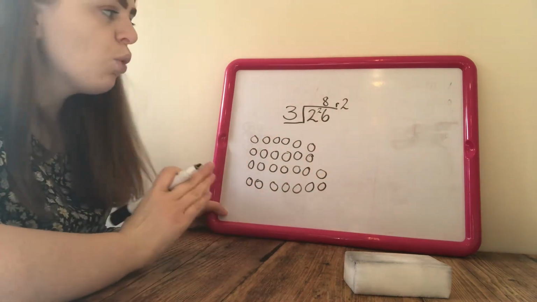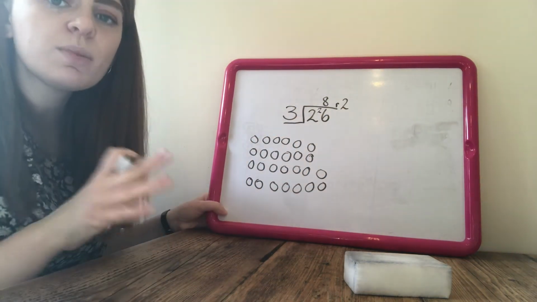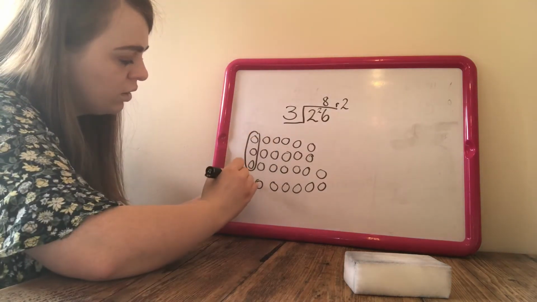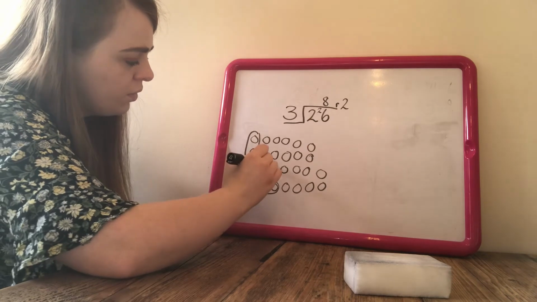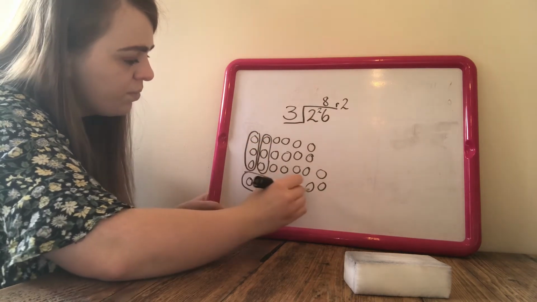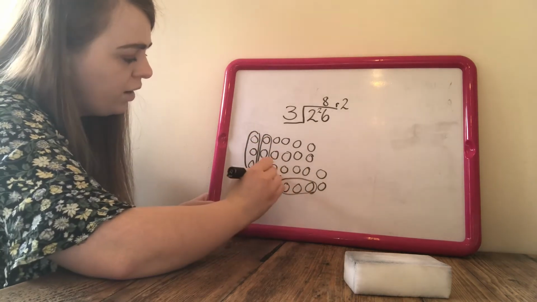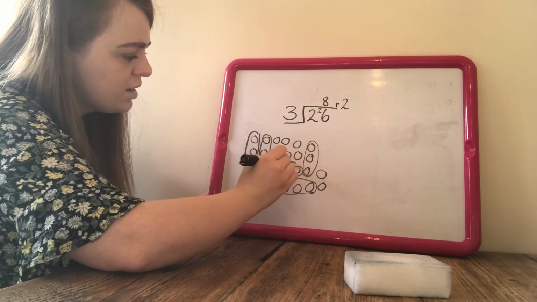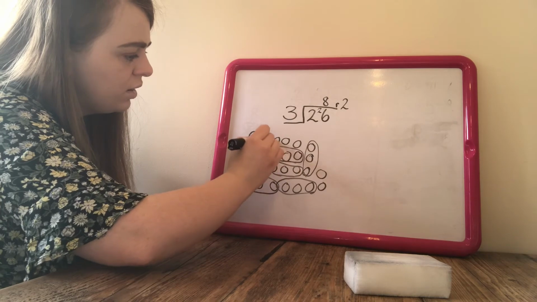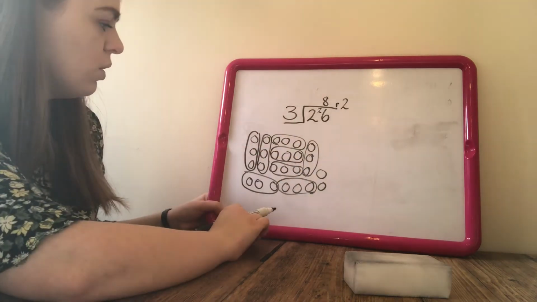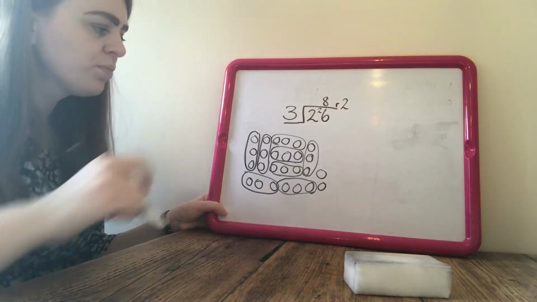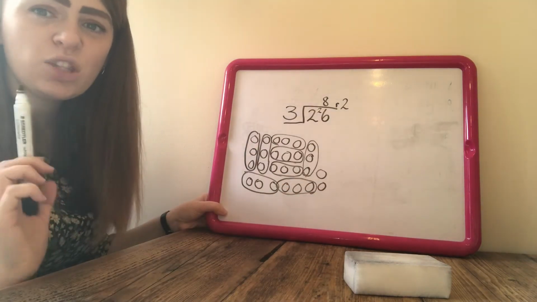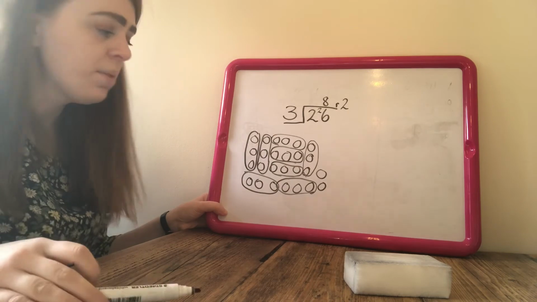Right, and I'm wanting to look for groups of 3. How many groups of 3 can I make? Well, there's 1, 2, 3, 4, 5, 6, 7, 8, and I've got 2 left over. So it's still 8, remainder 2. 8 with 2 left over.